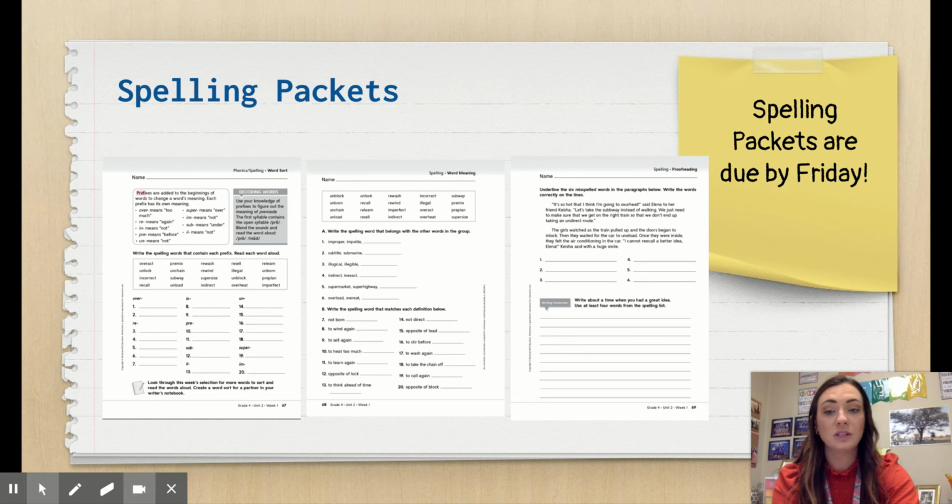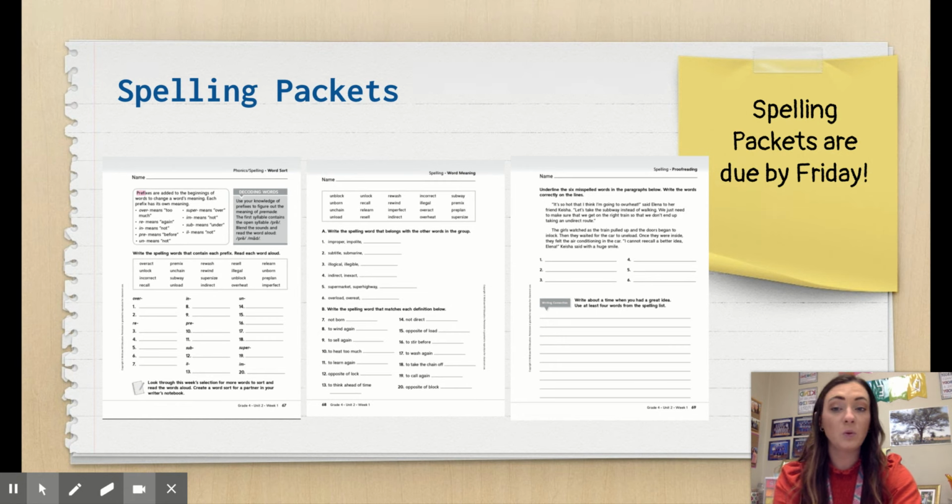So you use some of these 4 words. You can use more than the 4 words, but this should be at least 3 to 4 sentences. If you are having 4 words from our list, you need at least 4 sentences. Remember, all spelling packets are due by Friday.